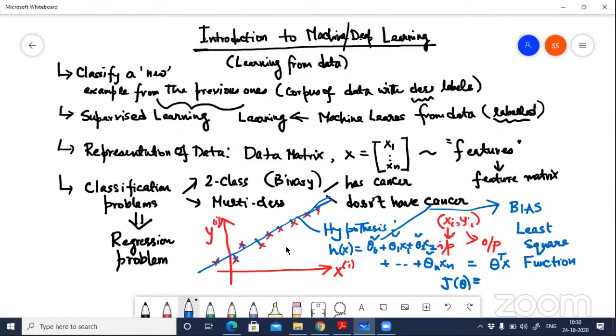This theta implies theta naught, theta 1, theta 2, all the way on. And if you have a number of training examples, which is m, which is nothing but the total number of data points that you have, the cost is this.